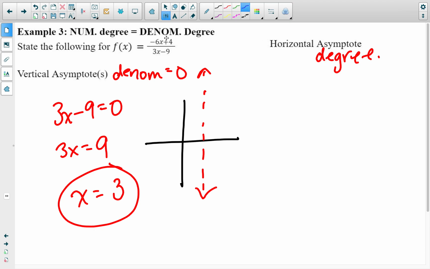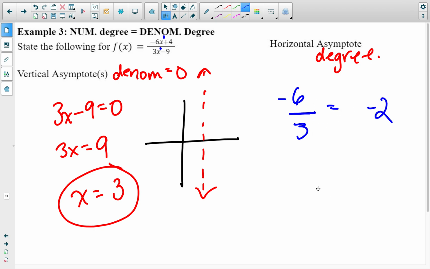Horizontal asymptote, look at the degrees. Notice that they both have a degree of 1. Because they have the same degree, we look at the ratio of the leading coefficients. So the numbers that are being multiplied by the x, we take the ratio of those. Okay, negative 6 and 3. We just divide them like this. Take the numerator's coefficient, divide it by the denominator's coefficient.